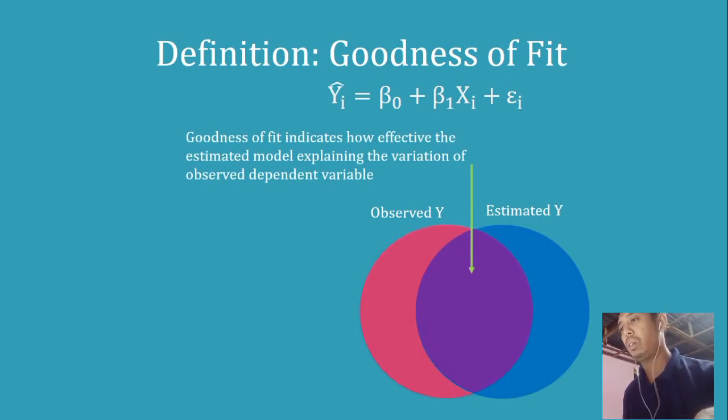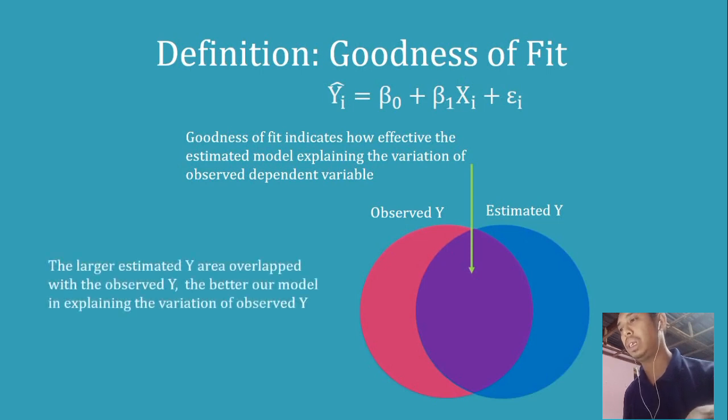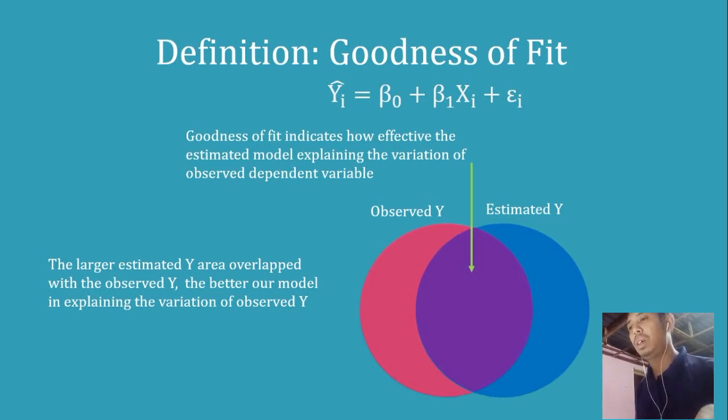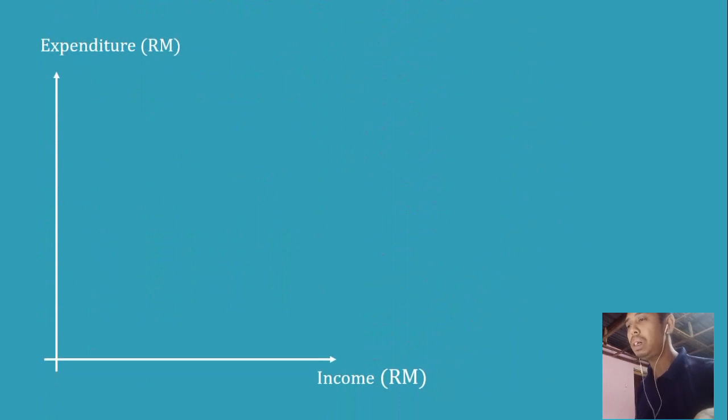Thus, goodness of fit indicates how effective the estimated model is in explaining the variation of the observed dependent variable. It means that the larger the area where estimated y overlaps with observed y, the better our model is in explaining the variation of observed y. So here I provide some elaboration on the concept of goodness of fit.